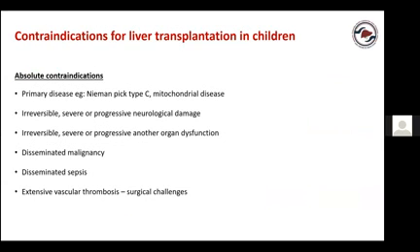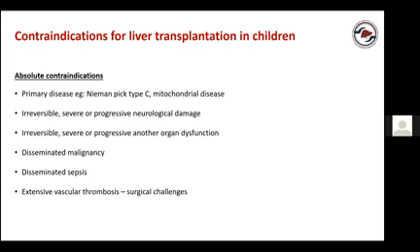So let's look at the contraindications. What are the absolute contraindications for a liver transplantation in a child? Primary disease, it matters. Is this a disease which is transplantable? We always have to question. Diseases like Niemann-Pick type C and mitochondrial disease, which are inherently progressive and have multisystemic involvement, would preclude a liver transplant. And the other contraindications are quite straightforward: irreversible, severe, or progressive neurological damage, or other organ dysfunction, disseminated malignancy, and disseminated sepsis would be a contraindication.